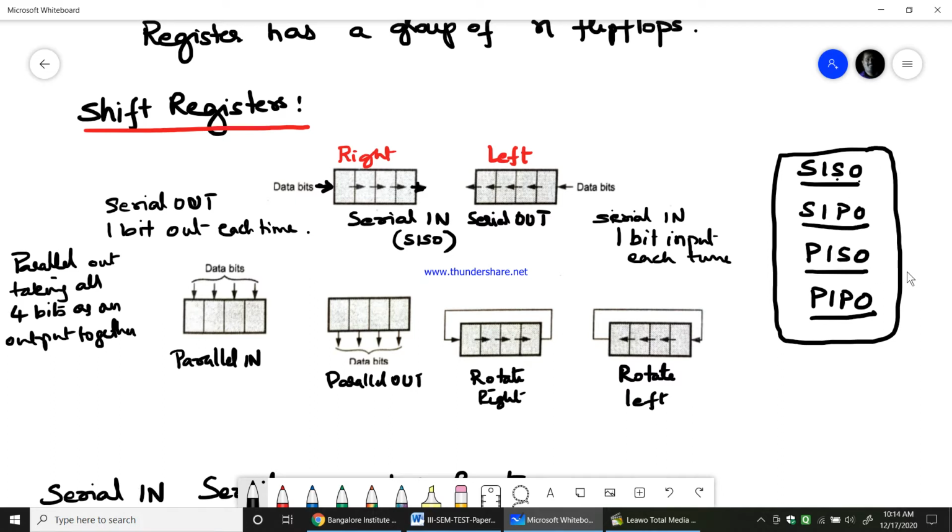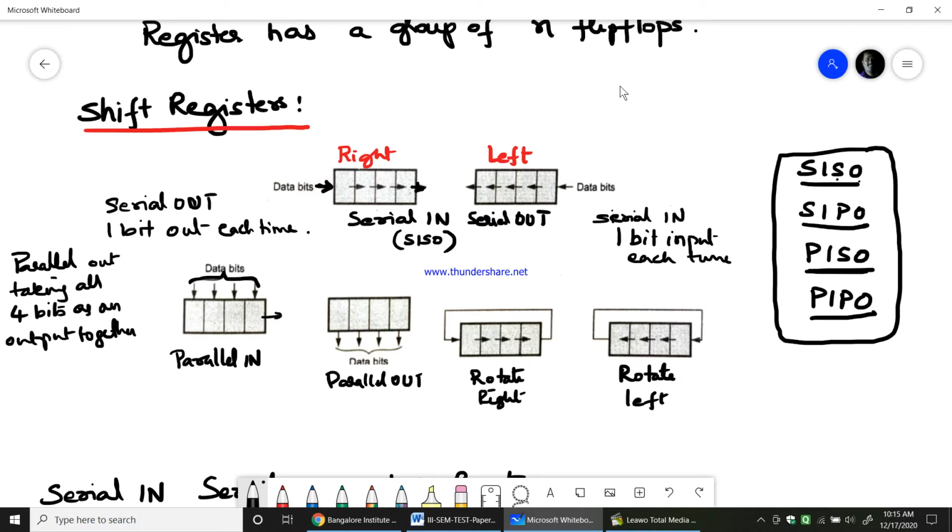When I work on PIPO, parallel in means that I give all 4 bits at a time. This is parallel input: I give all 4 bits together at a time. When I say parallel out, I take all 4 bits at a time as output. But when I say PISO, parallel in, serial out, I give all 4 bits together as input, but when I take output, I take serial output. I take 1 bit each time as output. That is serial out, parallel in.